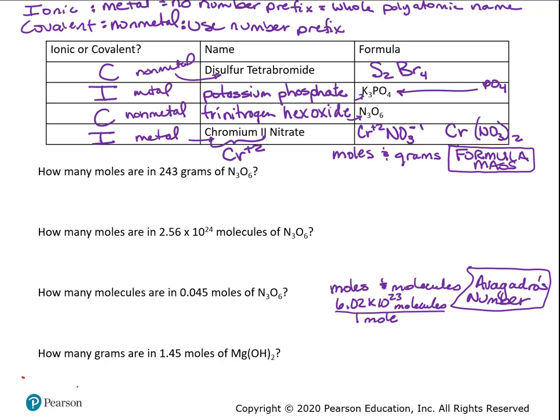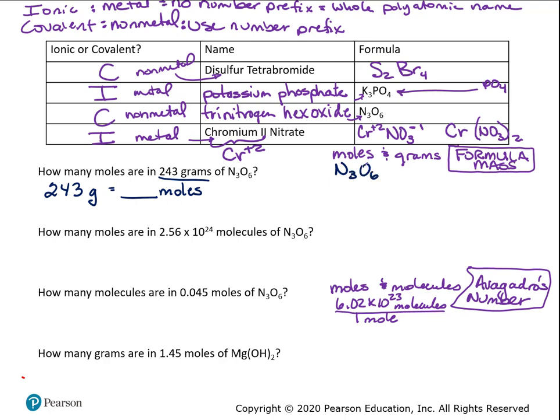So this first one, how many moles are in 243 grams of N3O6? So I know what I know. I know 243 grams. And what I want to find is moles, right? It's a one step, but to go from grams to moles, I need to know how many grams is in 1 mole. And I use the periodic table for that. So I use this formula.